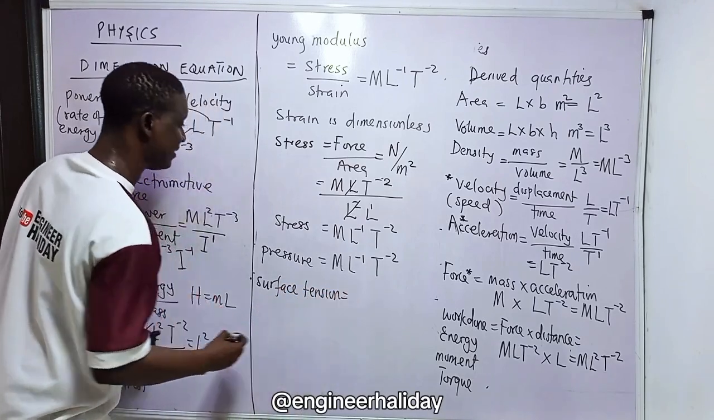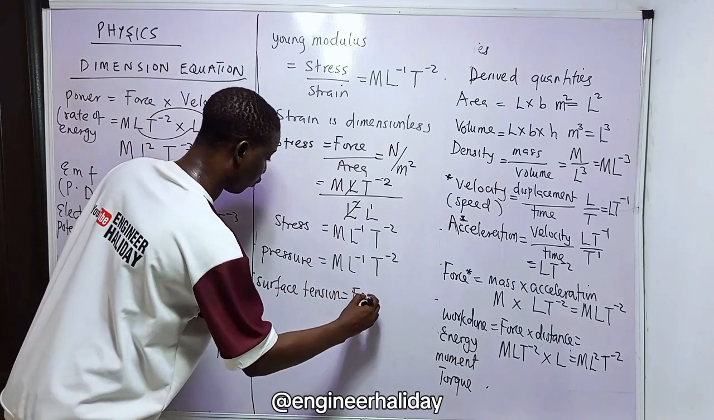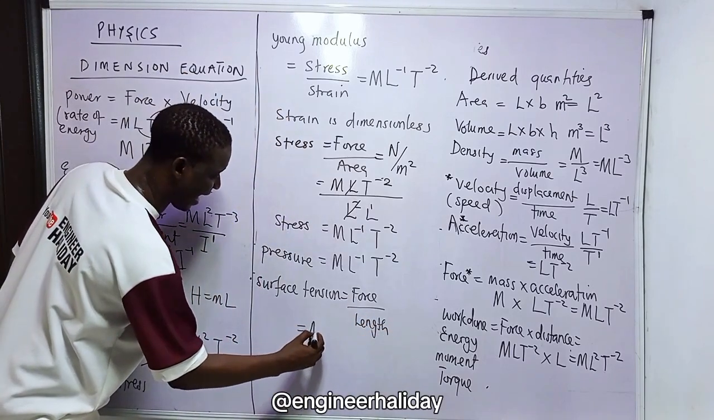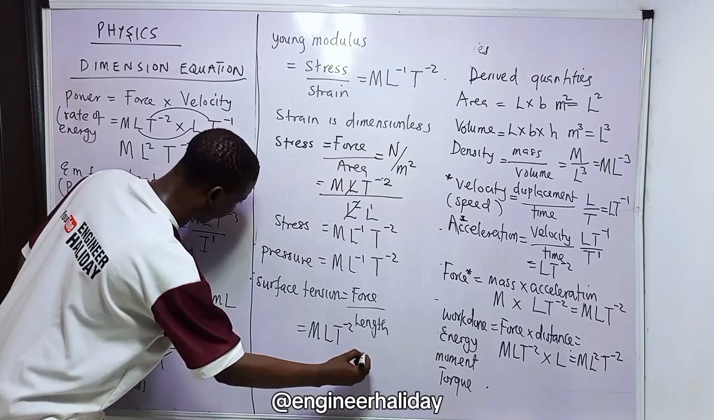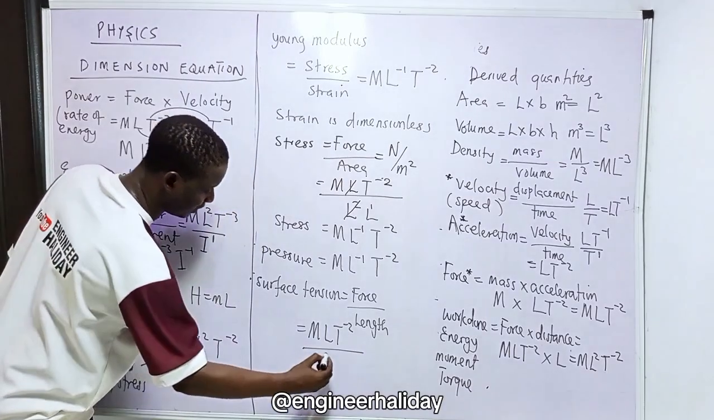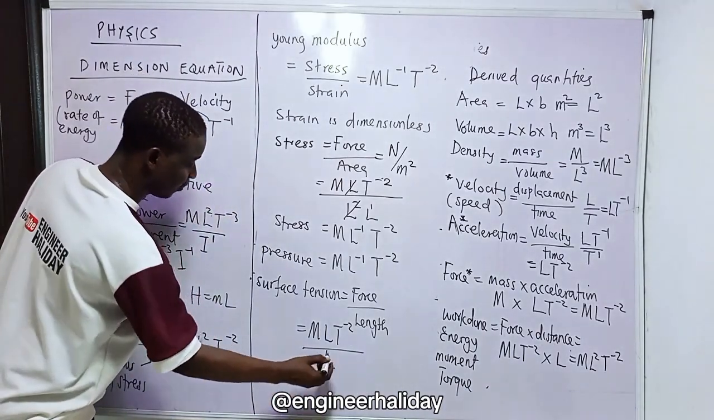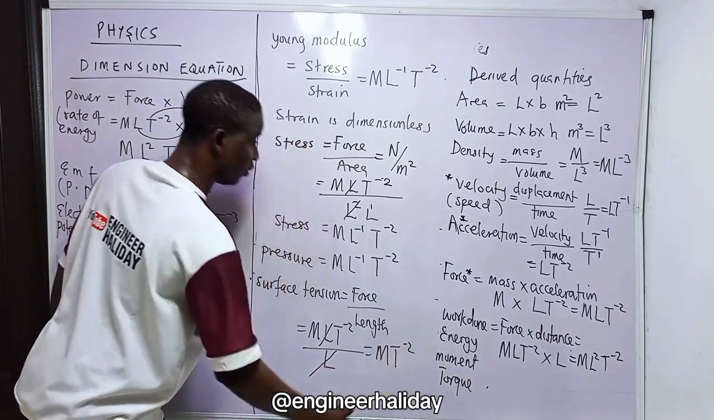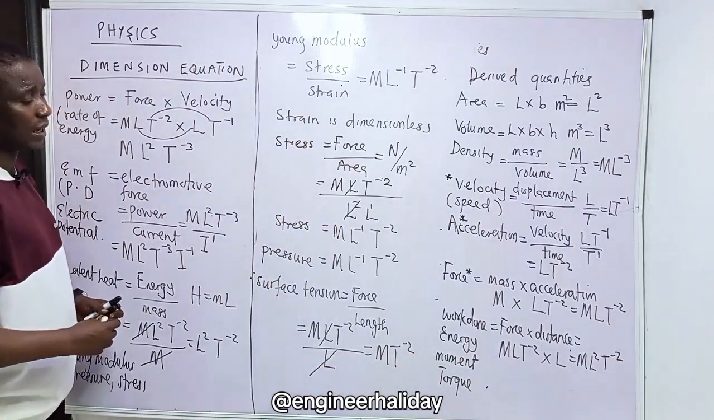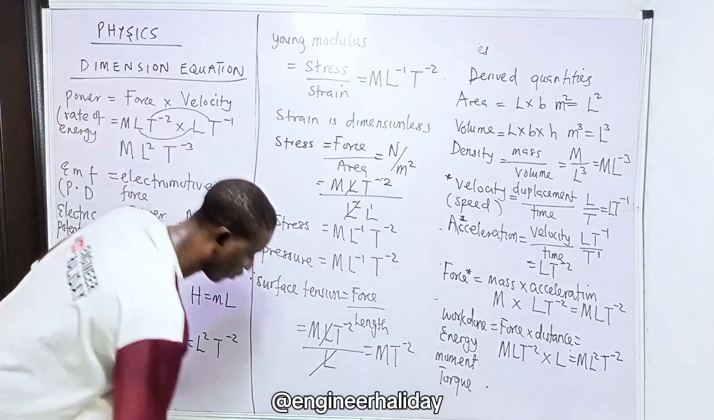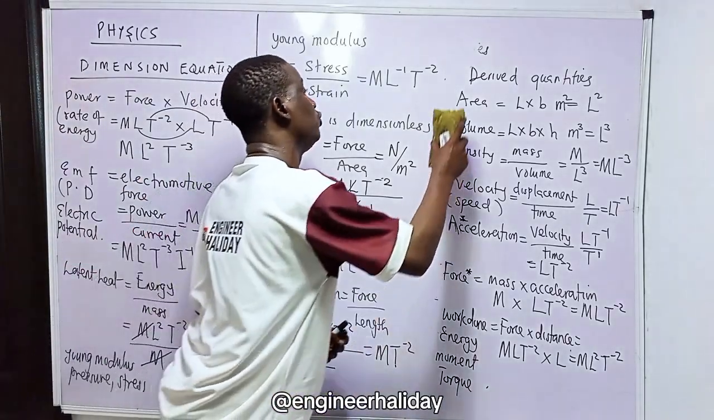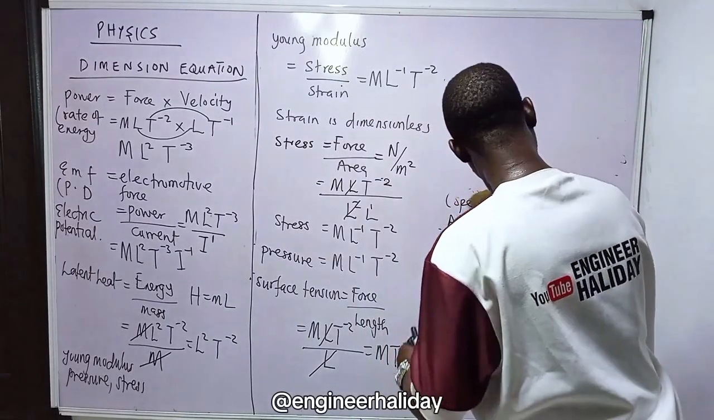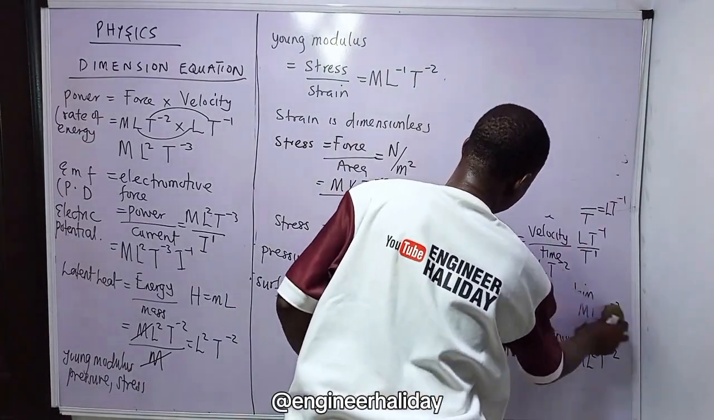Surface tension has a dimension of what? It is force over what? Length. Please take note, force is what? MLT^-2. I told you force appears in so many of them. Divide by length, L, so this one will cancel this one. What we have is MT^-2. Let us see how far we can get with other dimensions, like compressibility and angular velocity.